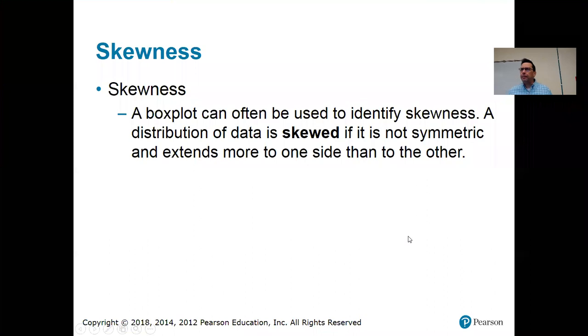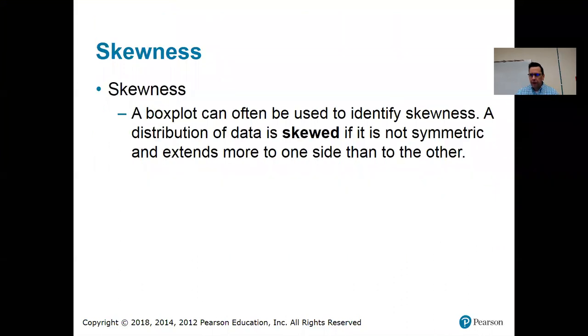Okay, so one nice thing about a box plot is that you can use it to identify skewness. Hopefully you remember we talked about skewness. I think that was in chapter 2. So a nice symmetrical distribution is not skewed at all. But if you have a few unusually high numbers, that's called skewed to the right. And if you have a few unusually low numbers, that's called skewed to the left. So your distribution of data is skewed if it is not symmetric. That's the same definition we talked about before.